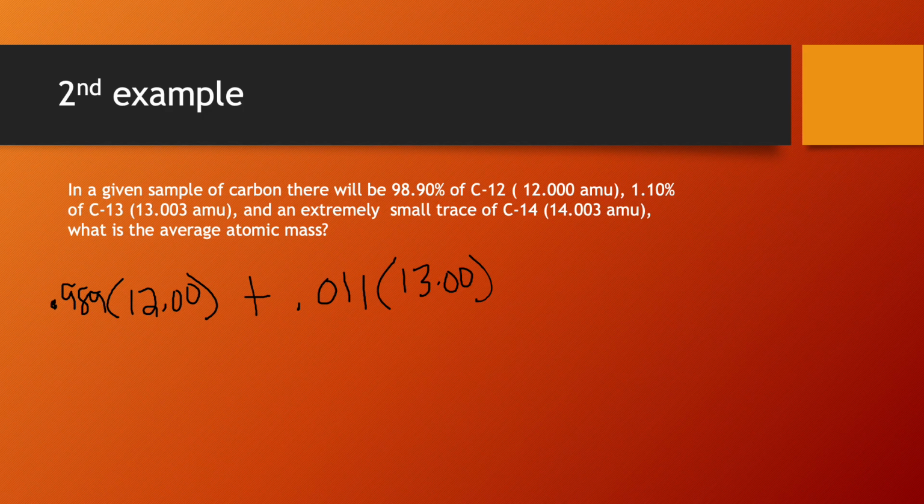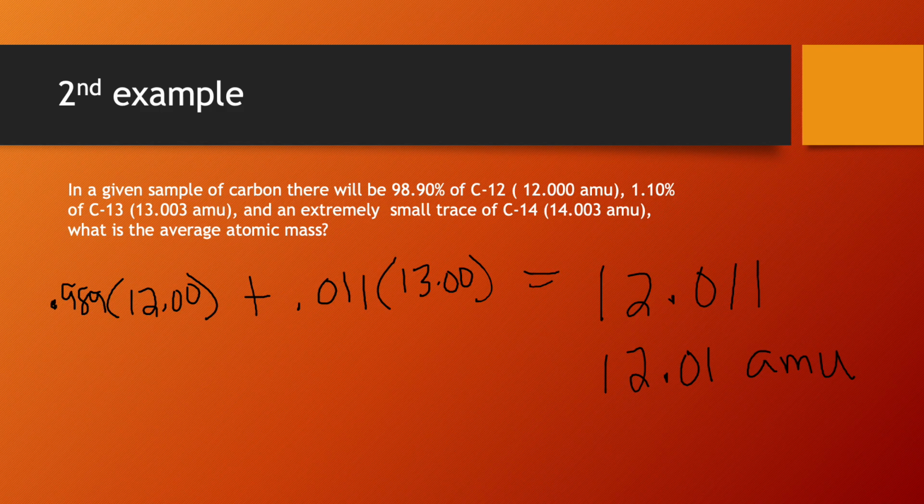Now I'm not dividing by 100 because I've already divided the percents by 100, so that's already been taken into account. So when you would punch this in on your calculator, you would put 0.989 times 12 plus 0.011 times 13, and you would end up getting 12.011. We record our atomic mass units to the hundredths place, 12.01 AMU.